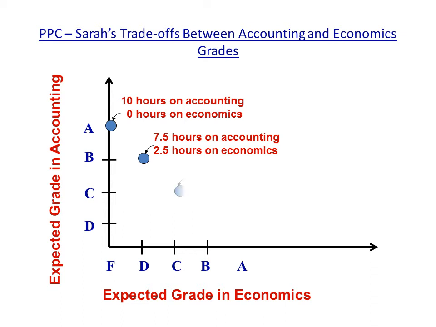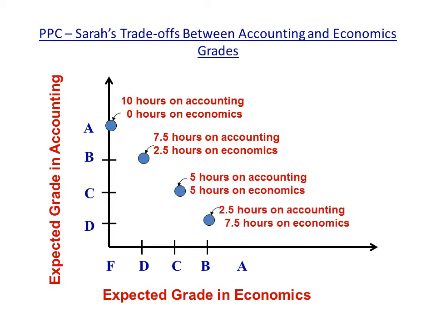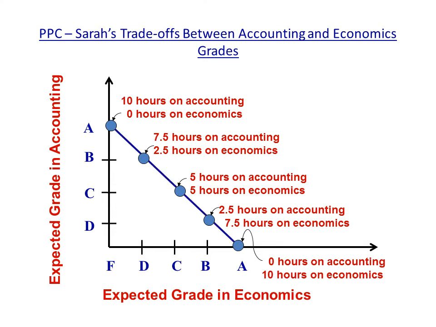Now we could play this game and so on, but I'm just going to bring up all the possible points here and then show you her production possibility frontier. Obviously, Sarah could choose any one of these combinations. In other words, she could get an A in accounting by studying all accounting. She could get an A in economics by studying all 10 hours in economics. All right, but here's a key point. Every time she wants a higher grade in economics, she has to give up exactly one grade in accounting. Every time she wants a higher grade in accounting, she has to give up 1 grade in economics.